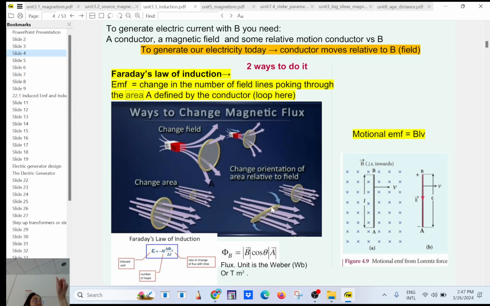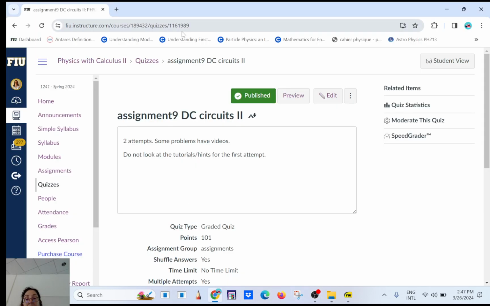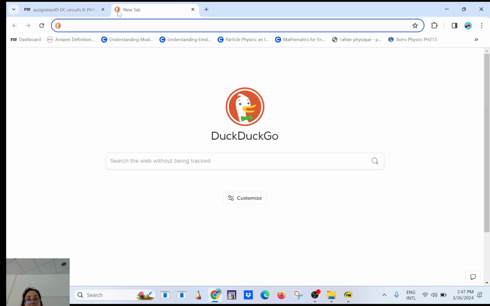You spin the conductor inside the magnetic field. You see, you spin it. And so the number of lines will change with time, and you will get an induced voltage, induced current. Okay, so I will show you some demo.